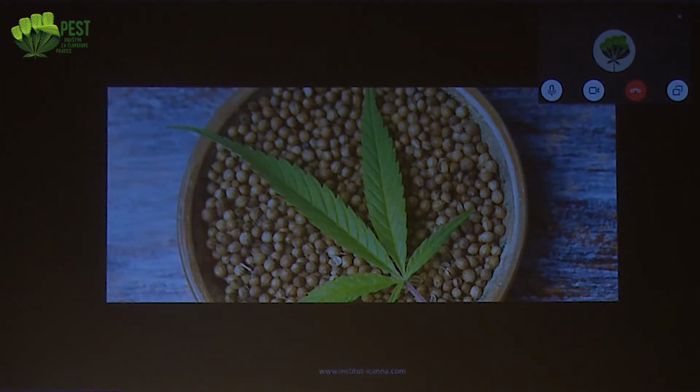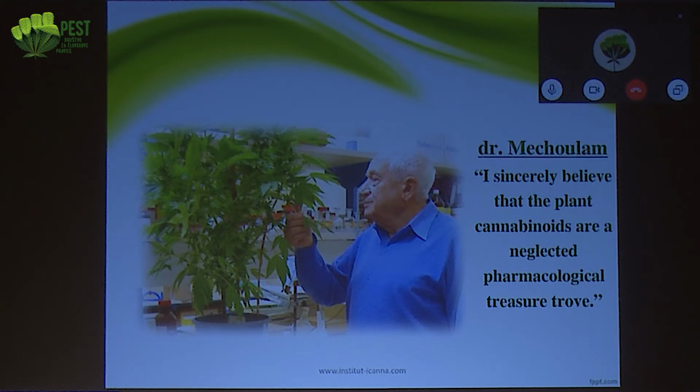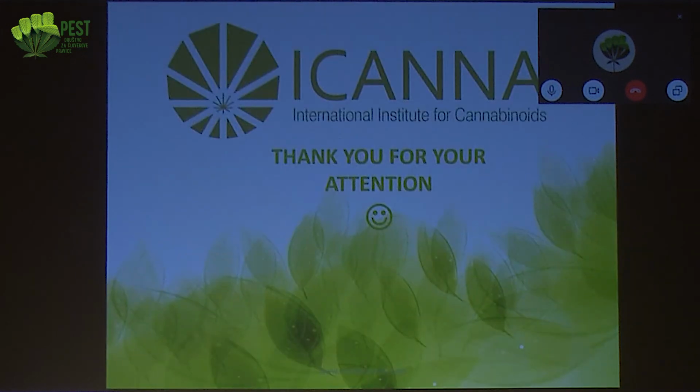As complicated as the science can sound, nature sometimes has very simple solutions. And to close up with Dr. Meshulam's saying, with which I agree very strongly: this plant, with its whole array of chemicals it's carrying, seems to be still a very neglected treasure chest for pharmacological action. Okay, so thank you very much, and I am open for questions.